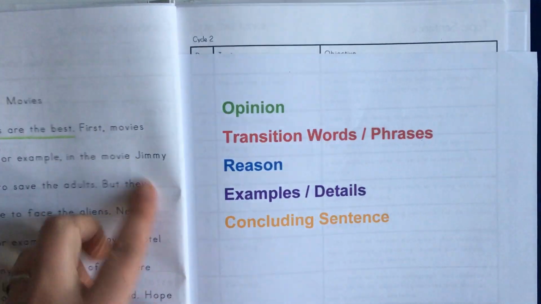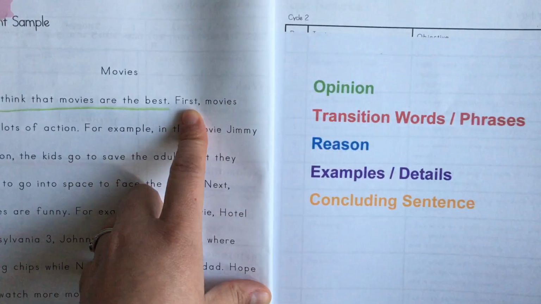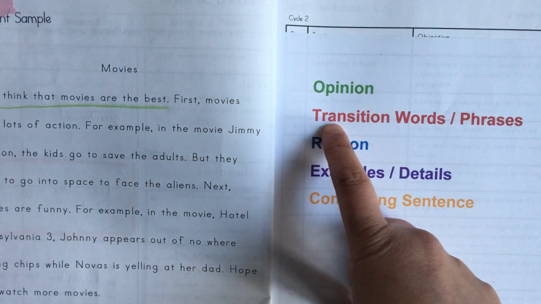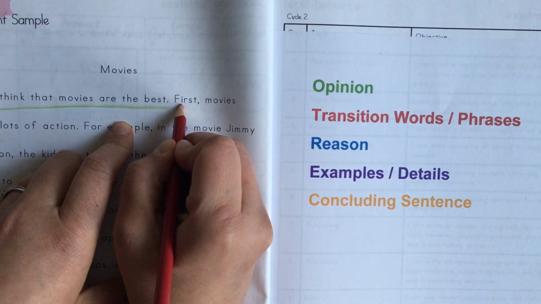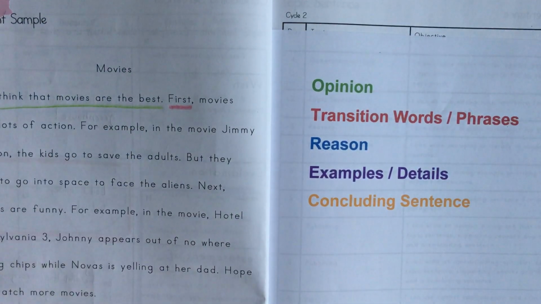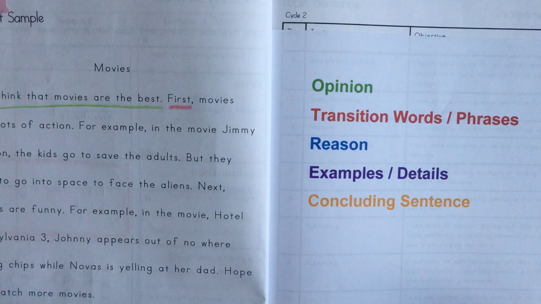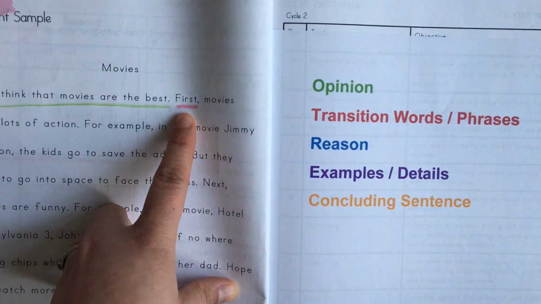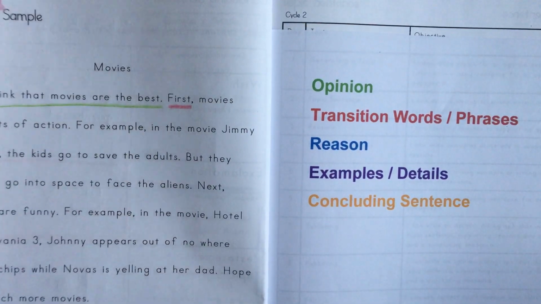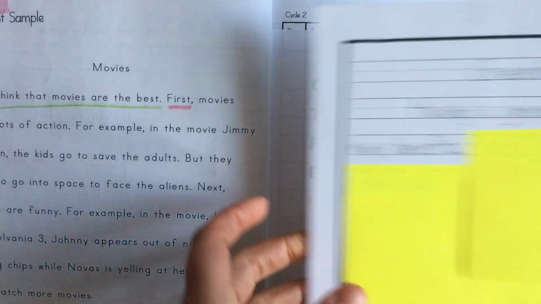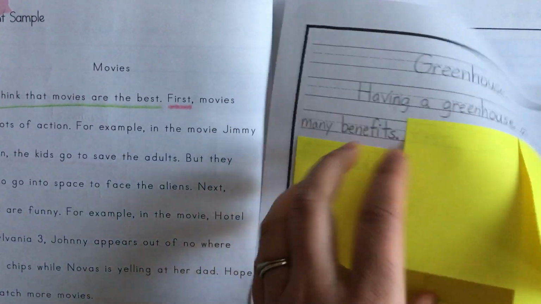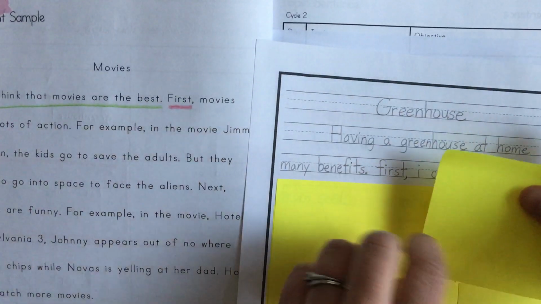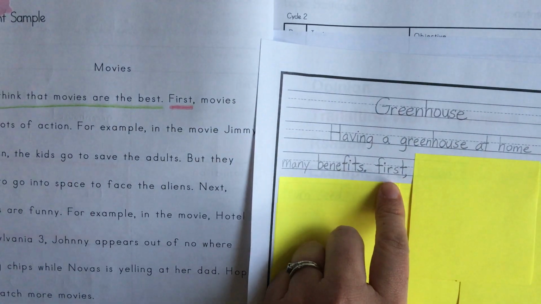What's next? First is a transition. It's followed by a comma. I'm going to underline this in red. Make sure you do the same. And then, I can actually use the same transition in my writing. So, before I start, I can say, First, comma.